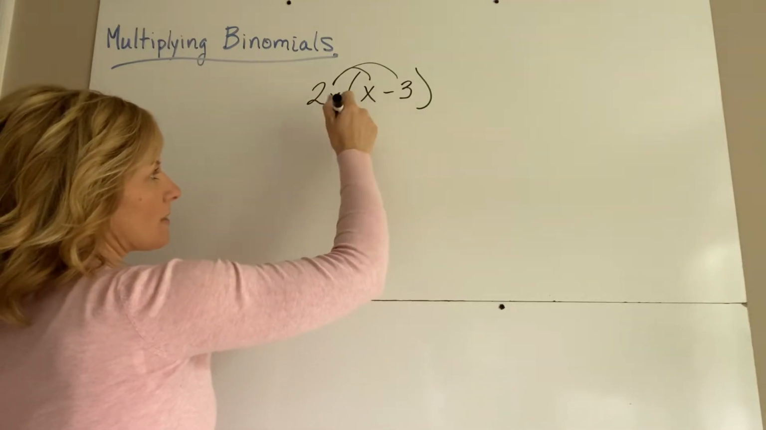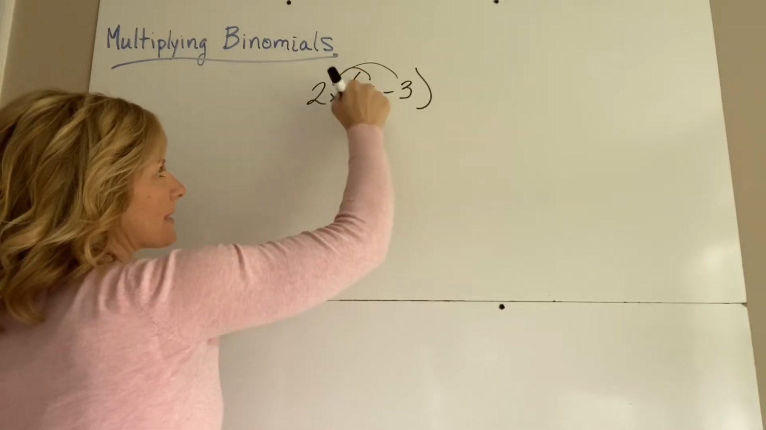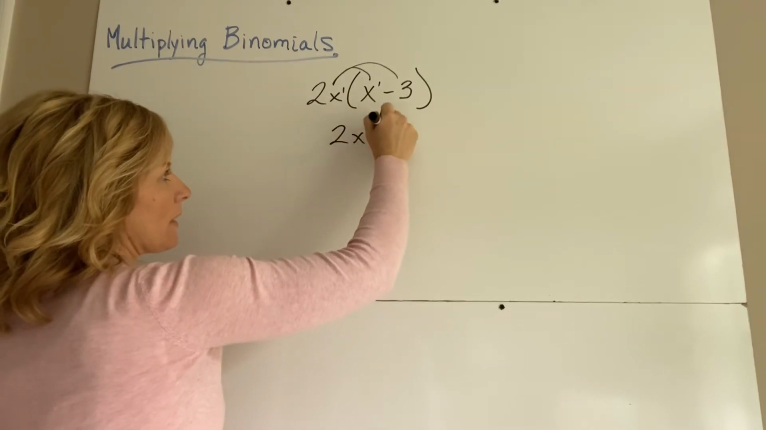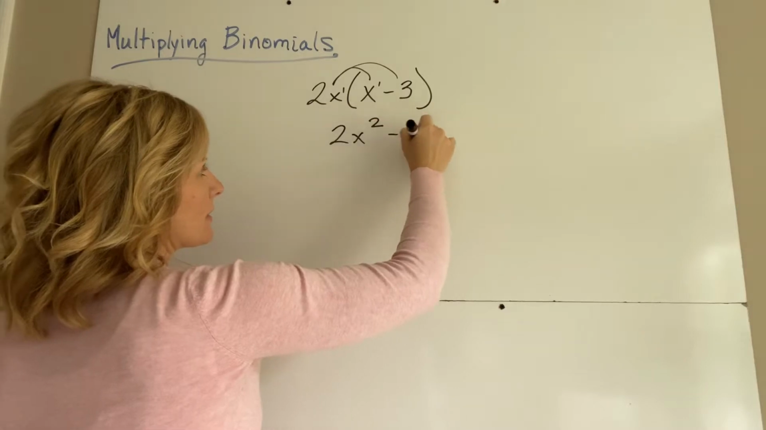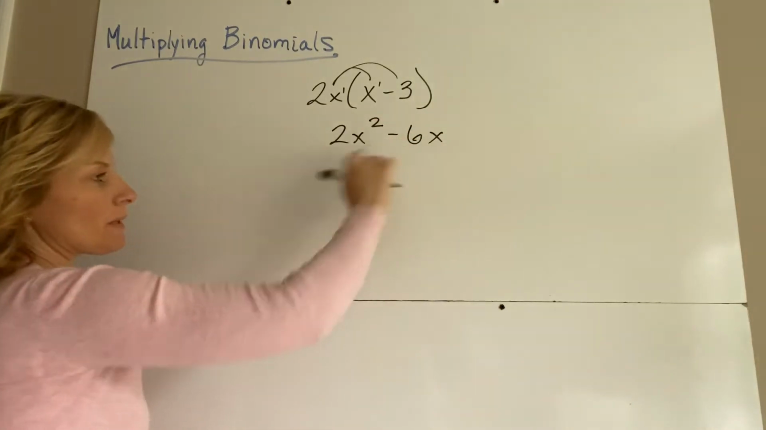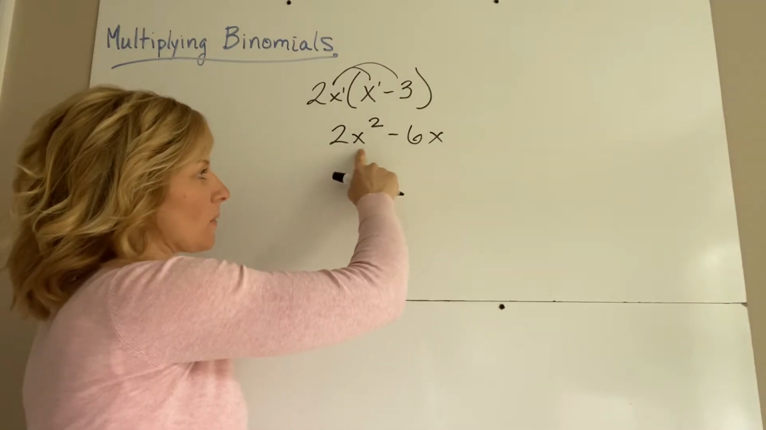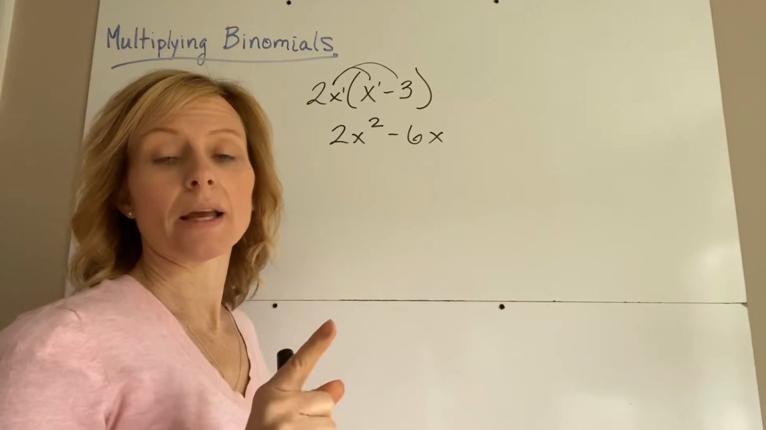2x times x. Remember what happens? We multiply, or add the exponents. So this is 2x squared, and then 2x times 3 is negative 6x. So this would be, in its entirety, the binomial 2x squared minus 6x. These x's don't combine because they are not like terms.